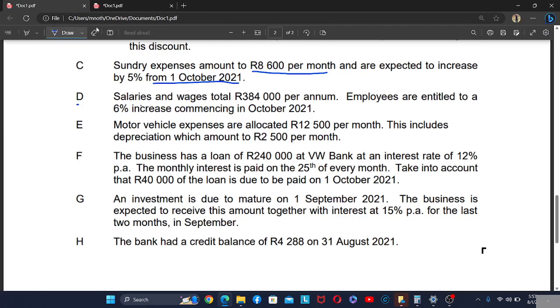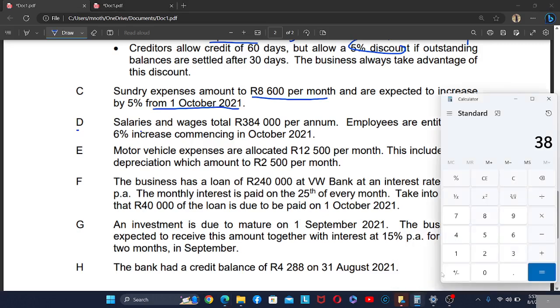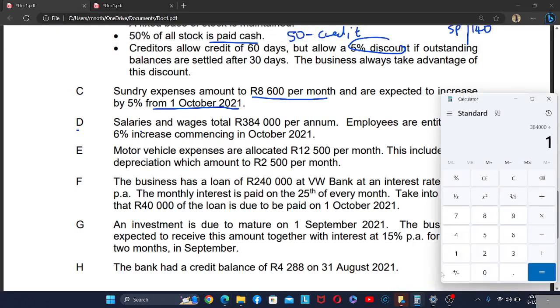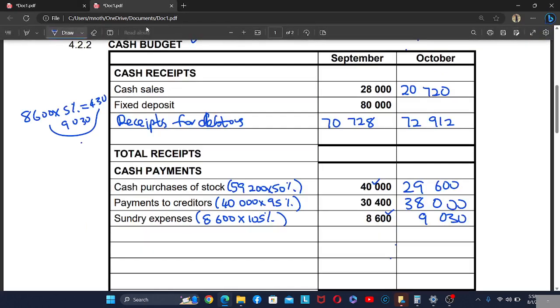Let's just see. Salaries and wages total to 384,000 per annum. So because we are doing the cash budgets for each month, it means that we need to divide this by 12. 384,000 divided by 12 is going to be 32,000. So this means that the salaries and wages per month, they are 32,000. Okay. Then they are saying this. Employees are entitled to a 6% increase commencing in October. So from October, the salaries and wages, they will increase.